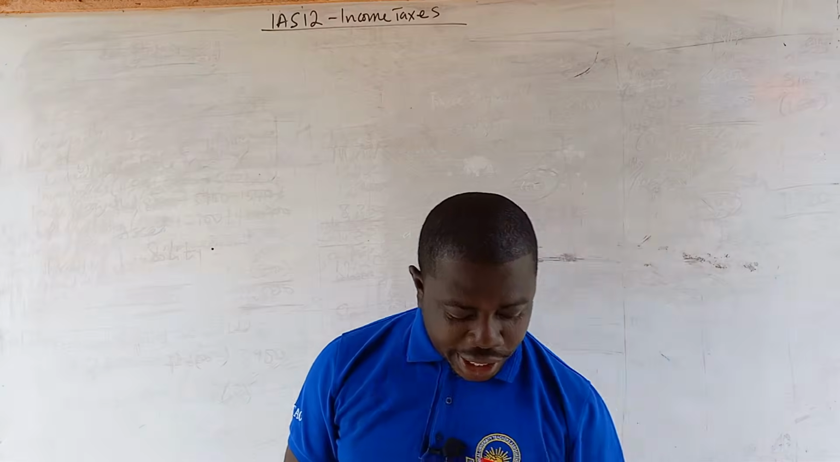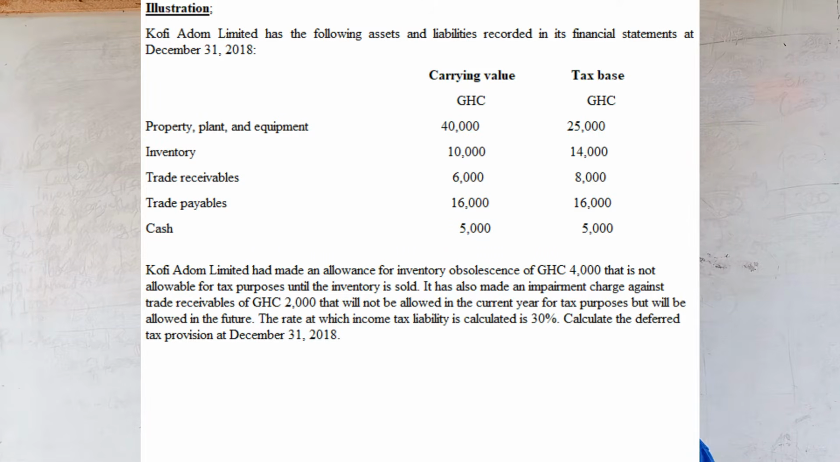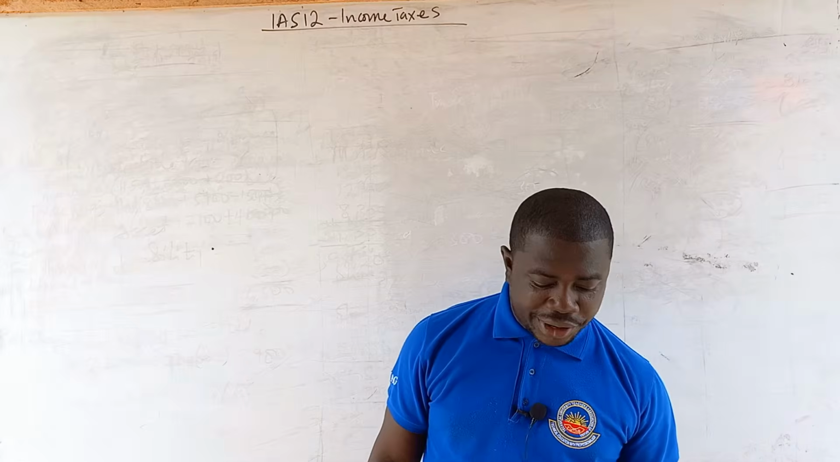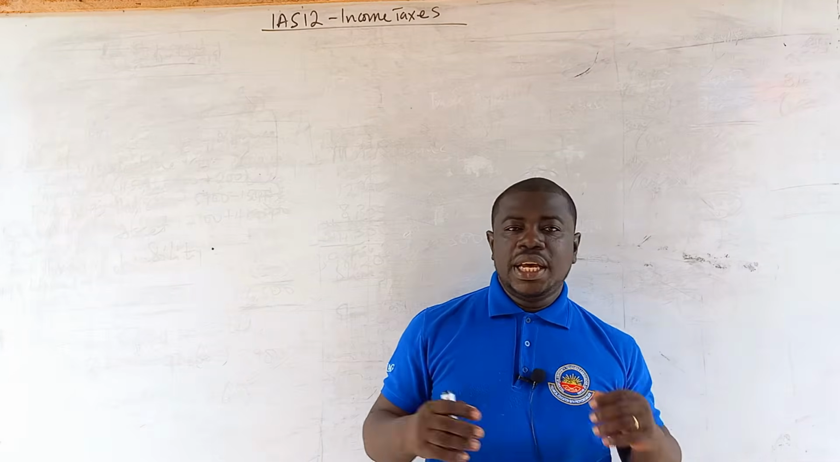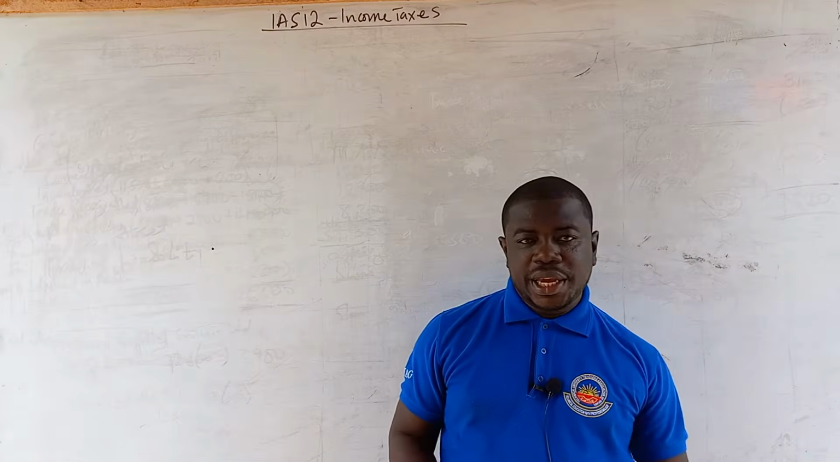If you look at the other one, we are told also that it has made an impairment charge against trade receivables of 2,000. That will not be allowed in the current year for tax purposes, but will be allowed in the future. So if you look at the trade receivables of Kofi Adom, it's 6,000 at the carrying amount, but the tax base is increased by the 2,000, which is 8,000, meaning that they have not allowed for that impairment loss. That is why the tax base is higher than the carrying amount. So there are a lot of things that cause the tax base to be different from the carrying amount.